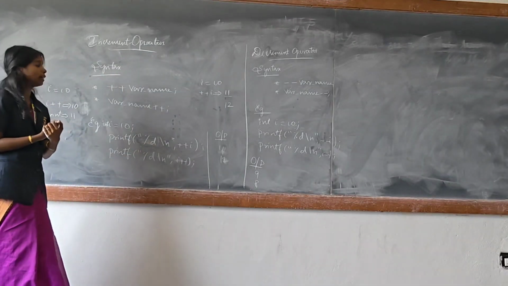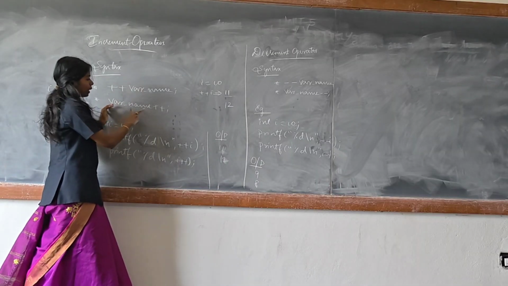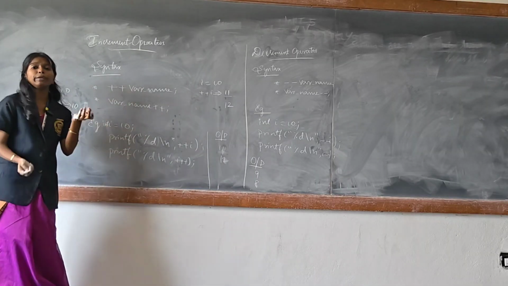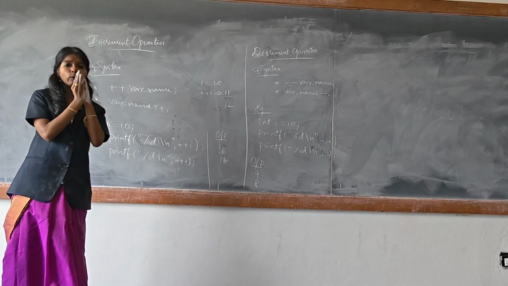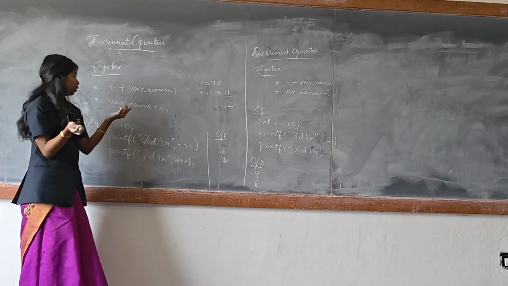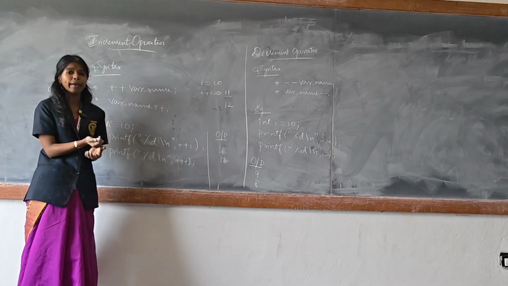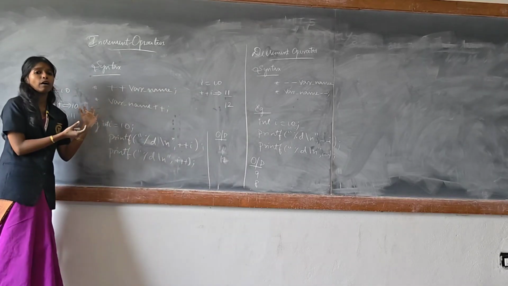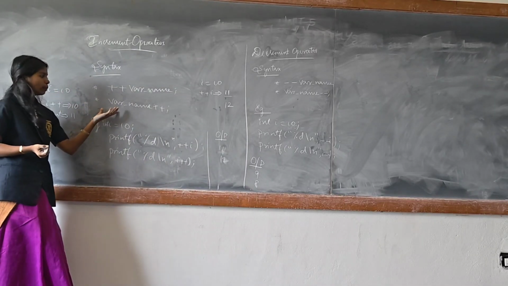In the increment operator, we have two syntaxes: plus plus variable name and variable name plus plus. In plus plus variable name, first the value is incremented by 1 and then the expression is evaluated. In variable name plus plus, first the expression is evaluated and then the value is incremented. This is the difference between the two increment operators.